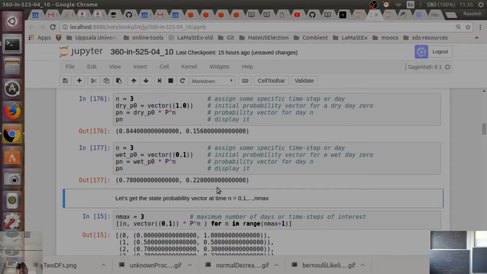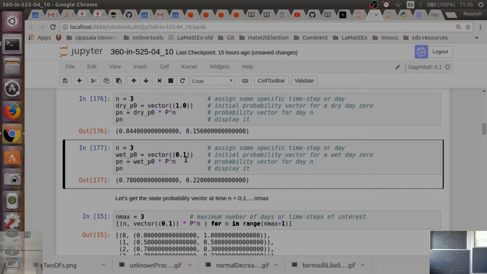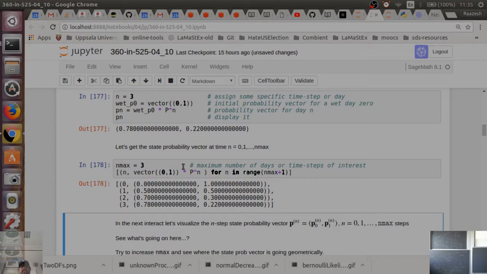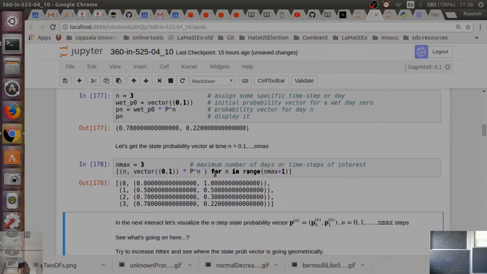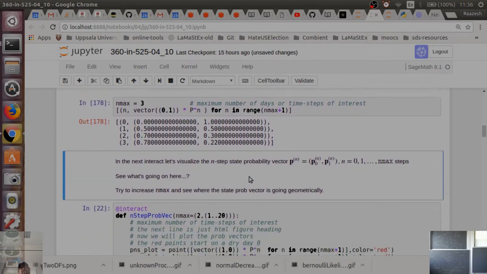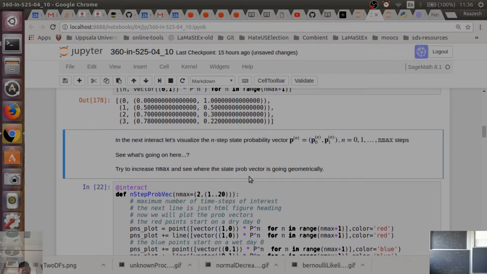So if I have a wet day, it's different, right? If I started my initial probability vector for predicting the system from a wet day, you see after 3 days, the probability of being dry is lower than the probability of being dry if you started from a dry day. That's kind of the point. We're just doing this so that we keep track of the number of days and then the state probability vector as it evolves from these left multiplications with the transition matrix.